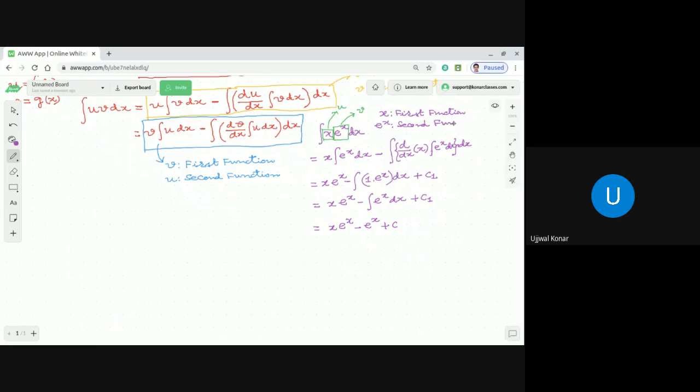Now let's take a different pattern. That is where we are going to find the integration of x into e power x dx by choosing x as the second function, or the other way, I can write this thing is equal to integration of e power x into x. Both are the same, na? So here e power x is the first function.